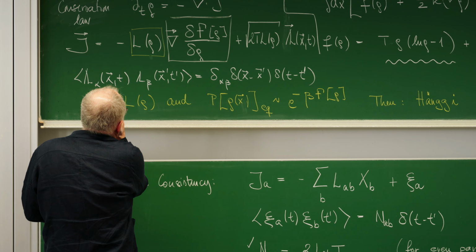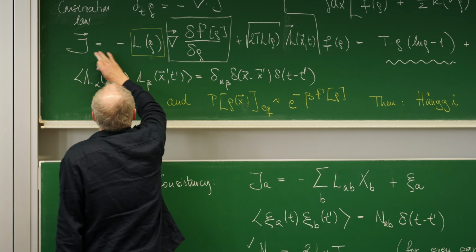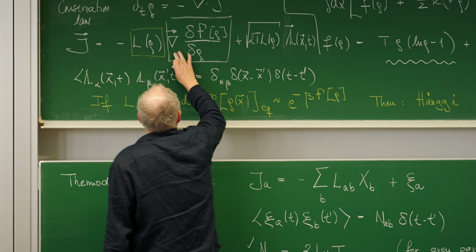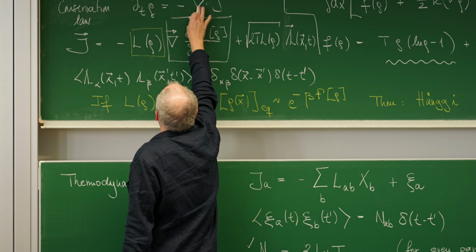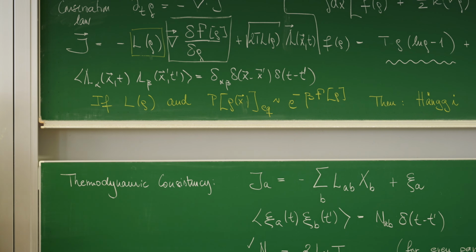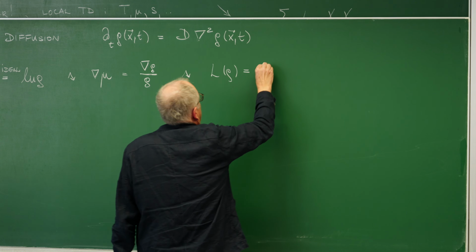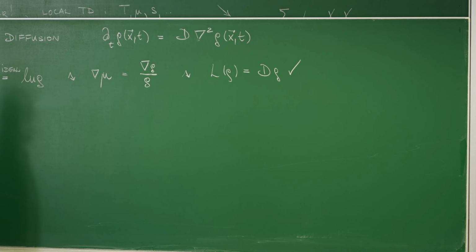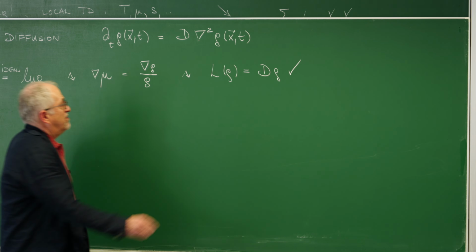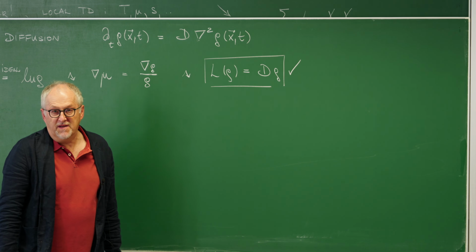Okay, so that means, oh, I should be more careful than that. No, it's right. Because this is the current, is the coefficient times the gradient of the chemical potential, and then the equation is the gradient of that current. Okay, so we have here L of rho must be D times rho. So we do have a kinetic coefficient that does depend on density.